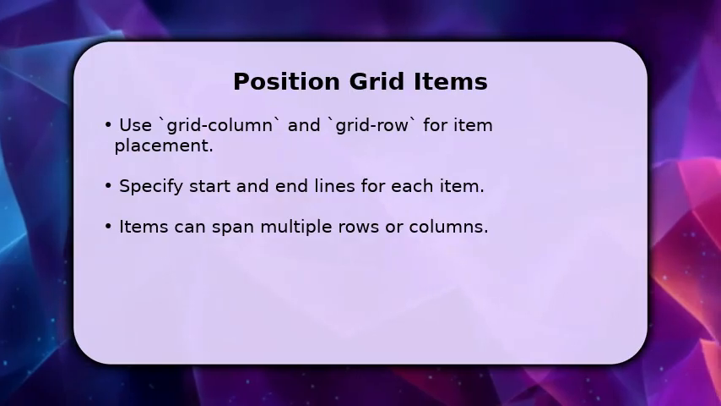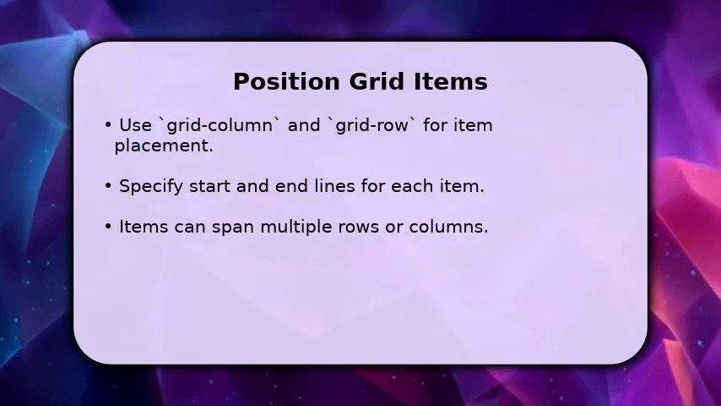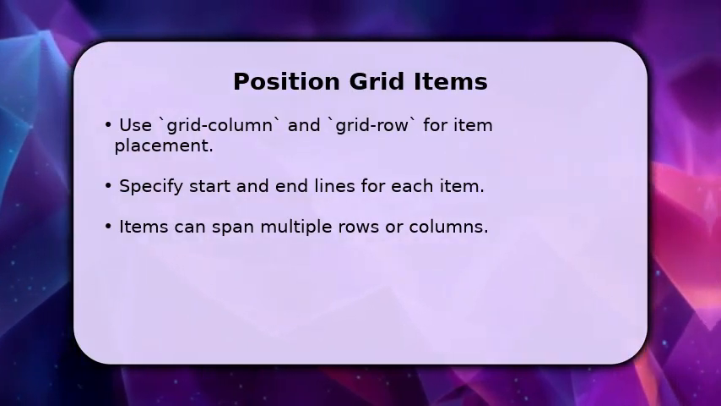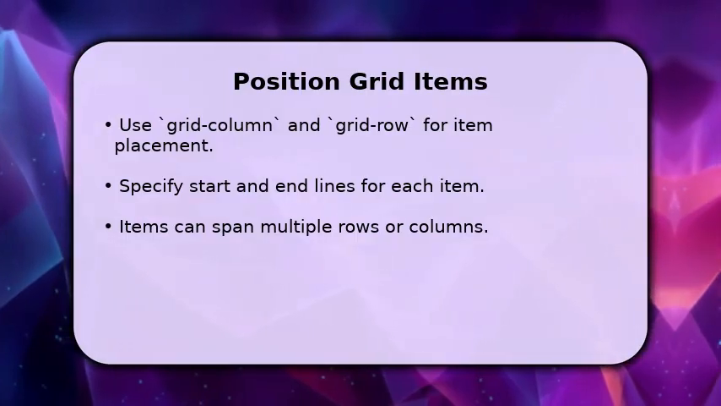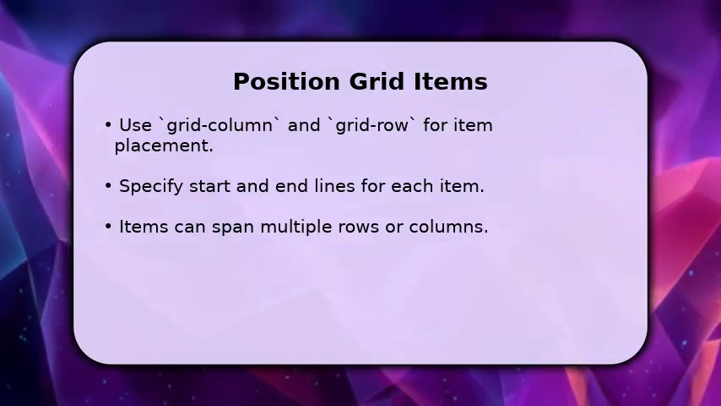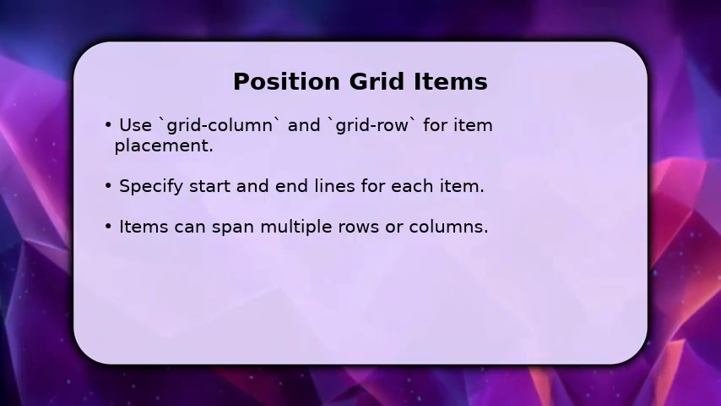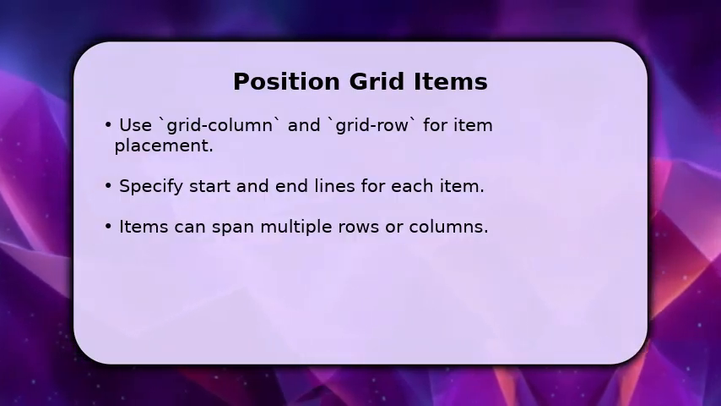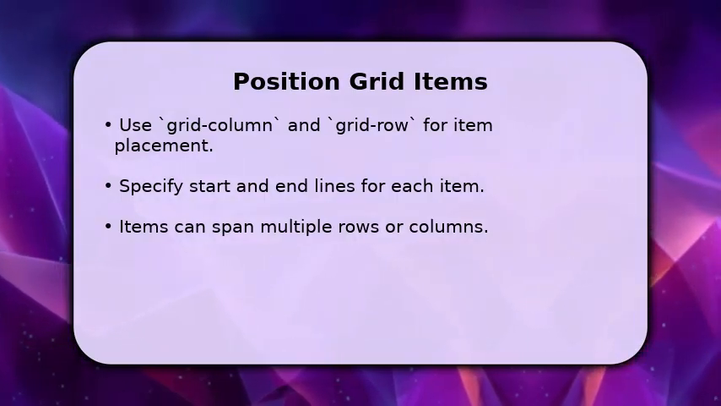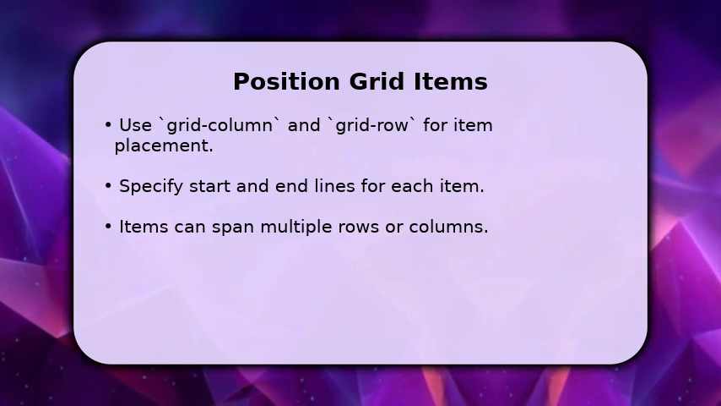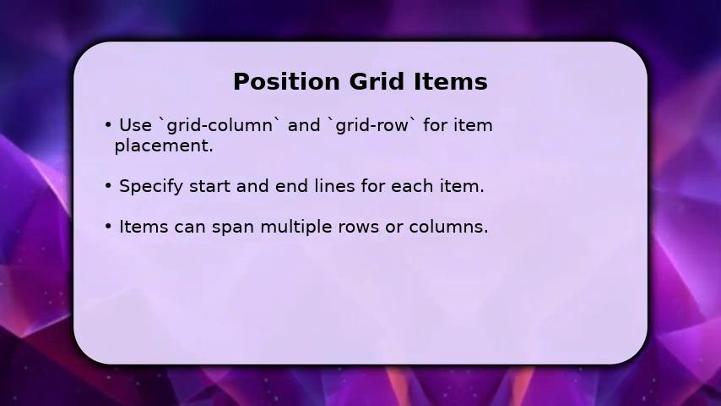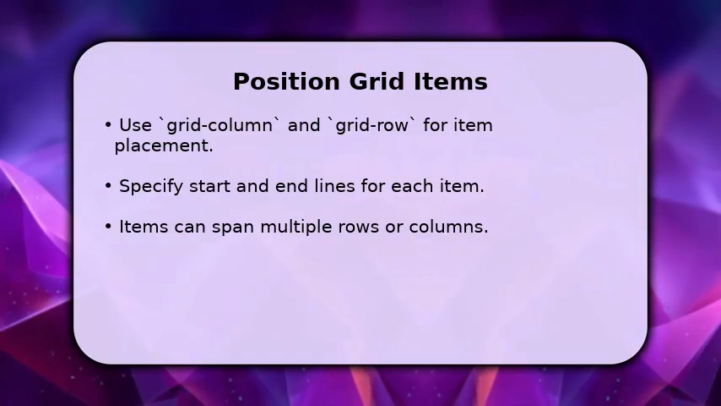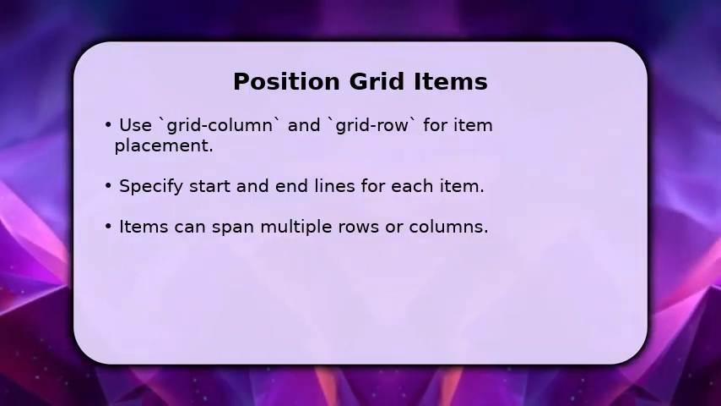Finally, position your individual grid items within the defined grid. Use properties like grid-column and grid-row to specify where each item begins and ends. For instance, grid-column: 1/3 makes an item span from the first to the third column line. Items can easily span multiple rows or columns, allowing for complex and dynamic layouts. You can even overlap items for creative visual effects.